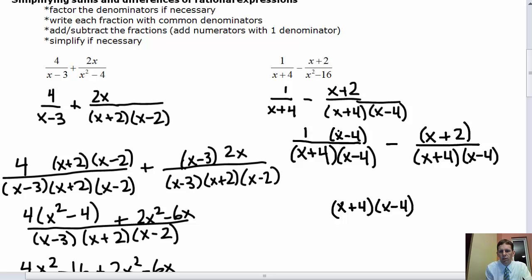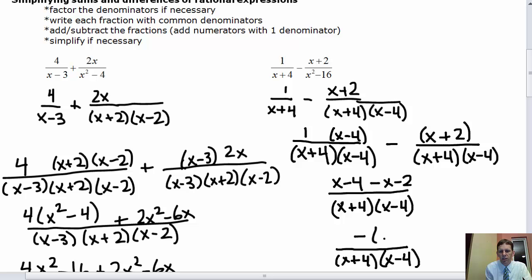Our numerator here is 1 times x minus 4, so that's just x minus 4. The negative sign distributes to both terms inside the parentheses, so this is negative x minus 2. And now when we add our like terms together, you'll notice that we have an x minus x, that's 0, those cancel out. We just have negative 4 minus 2, which equals negative 6.